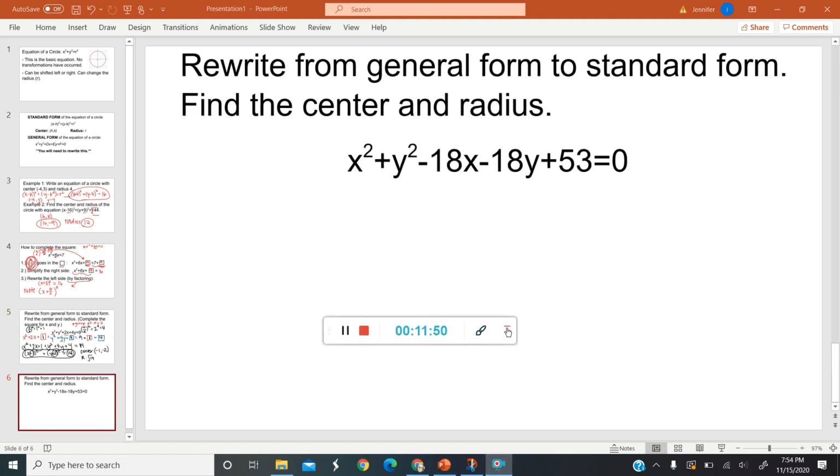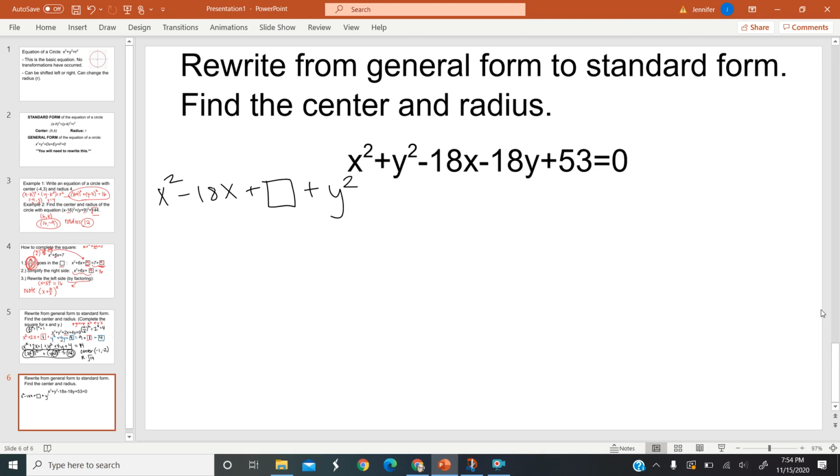Okay, so now we are going to do this with just one more example so that you see it all the way through again. So the first thing that we're going to do is we're going to rewrite the equation and group our x's and our y's. So I'm going to have x squared minus 18x, and I need plus my x blank. And then I'll have plus y squared minus 18y plus my y blank. And then I have that plus 53.